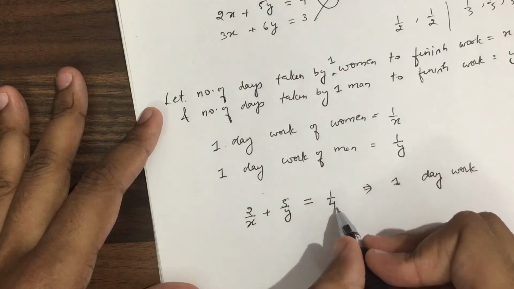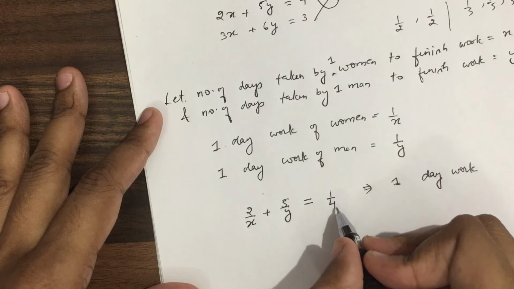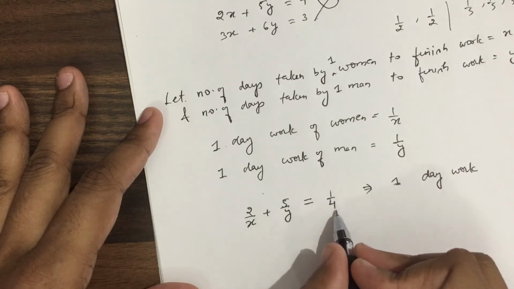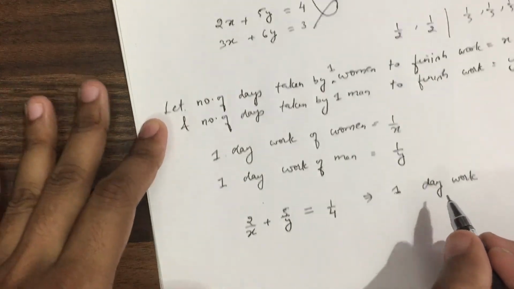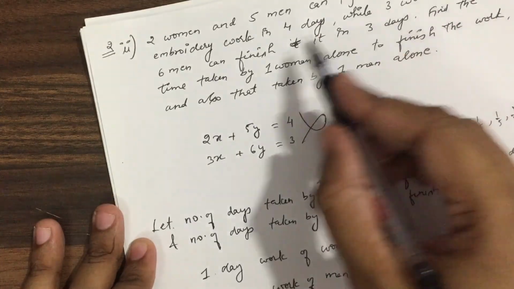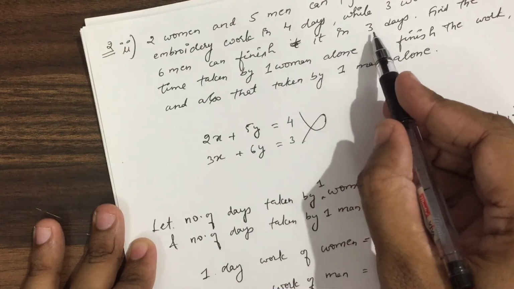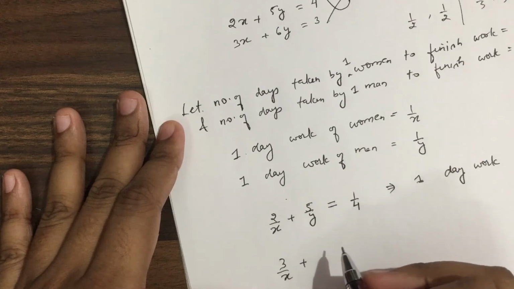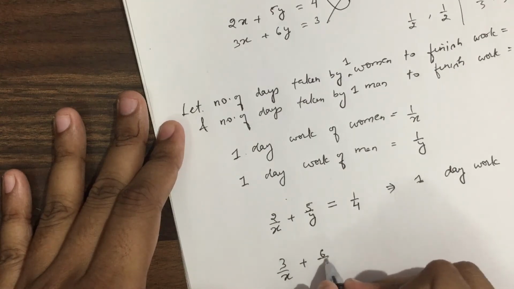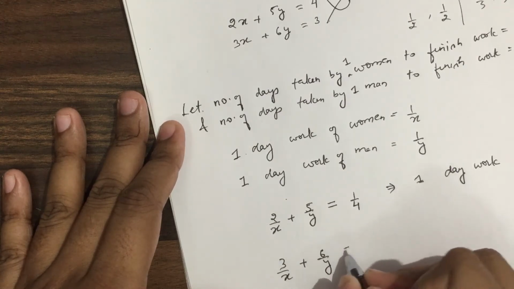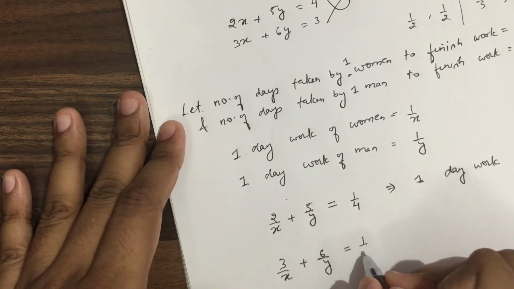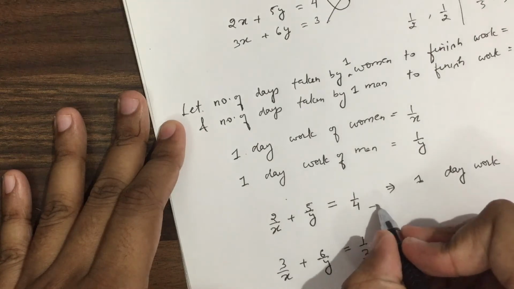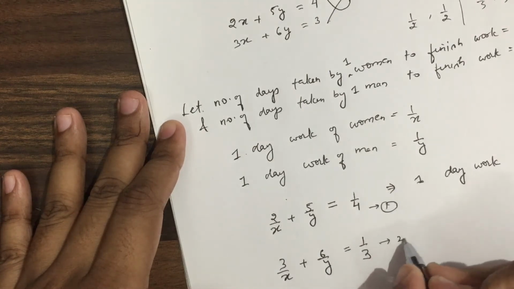Don't write 4 upon 1. Okay? It should be 1 by 4 because we are equating 1 day work. Okay? So in next step, 3 women and 6 men finish it in 3 days. 3 women means 3 by x plus 6 men means 6 upon y. They finish it in 3 days. So 1 day work will be 1 by 3. So mark them as equation 1, mark it as equation 2.